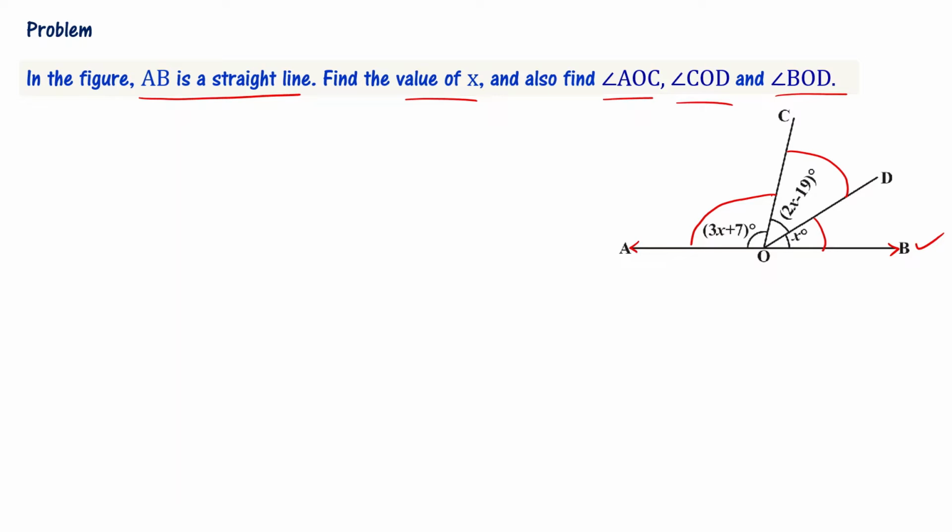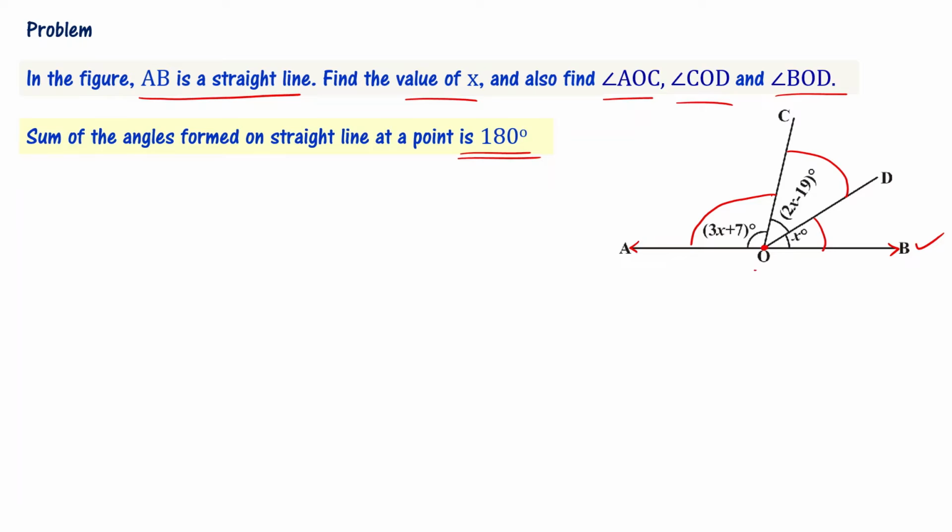right? We know that the sum of the angles formed on a straight line at a point is 180 degrees. Here the point is O, right? The sum of the angles formed on a straight line at a point is 180 degrees. It means the angles formed are angle AOC plus angle COD plus angle BOD, right? Their sum is equal to 180 degrees.